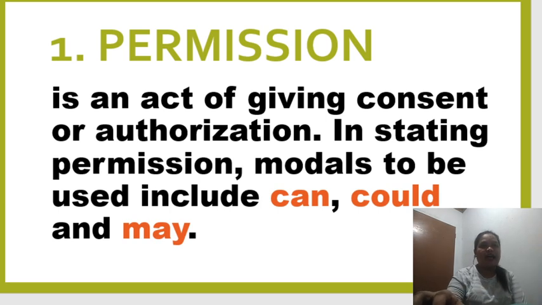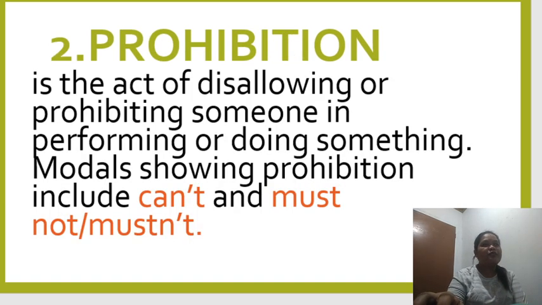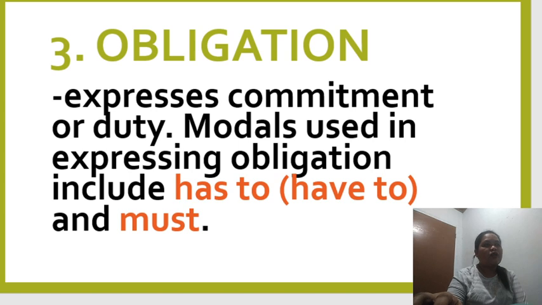Okay, don't forget that. Number 2 is prohibition. Prohibition is the act of disallowing or prohibiting someone from performing or doing something. Modals showing prohibition include can't, must not, and mustn't. Then the last one is obligation, which expresses commitment or duty. Modals used in expressing obligation include has to or have to, and must.